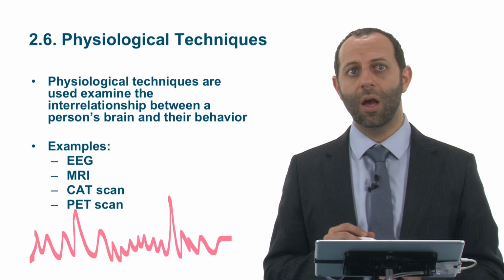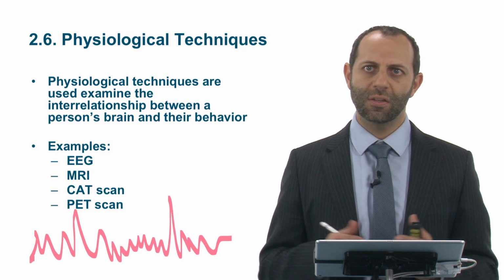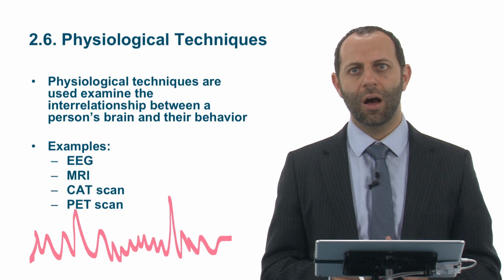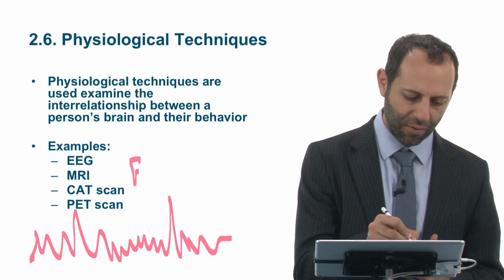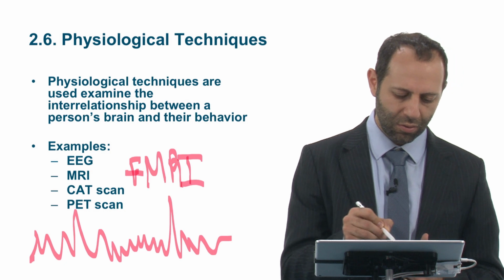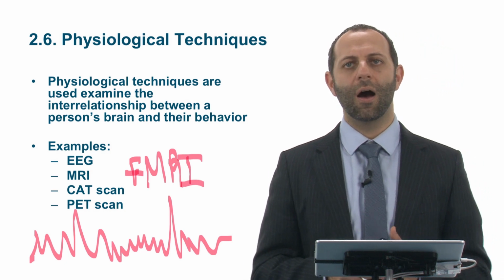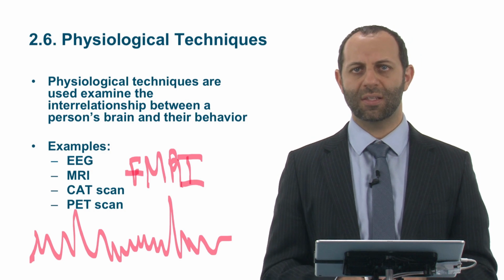We have an MRI, magnetic resonance imaging technique. These are also very sophisticated machinery, and now we have something called the fMRI, functional magnetic resonance imaging, a more advanced method of looking into the brain. We have CAT scans as well as PET scans.